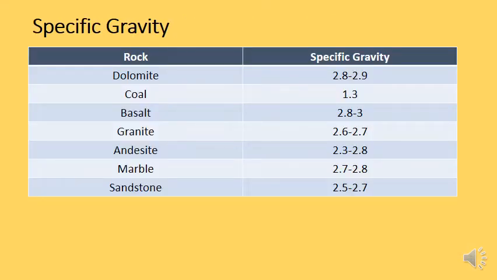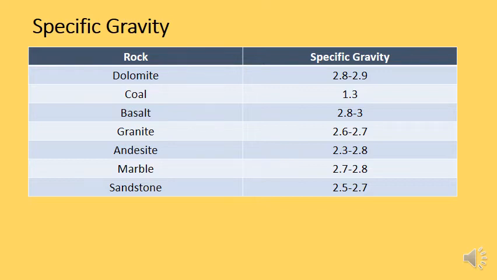So here are some typical specific gravities. These are different kinds of rock. Dolomite is a type of rock that is, if I remember correctly, I may have this wrong, basically compressed ash, a type of volcanic rock, and that's got a specific gravity of 2.8 to 2.9. So that would mean that the density is about 2,800 or 2,900 kilograms per meter cubed.